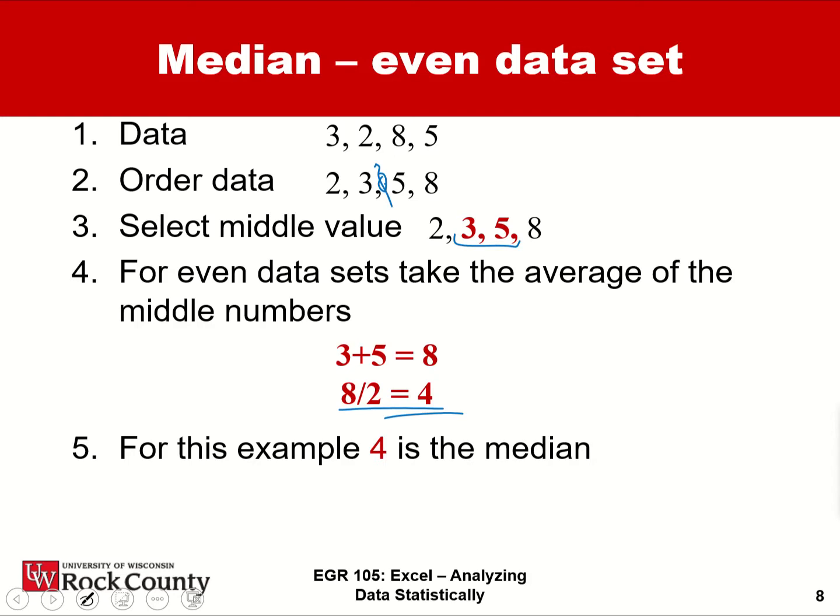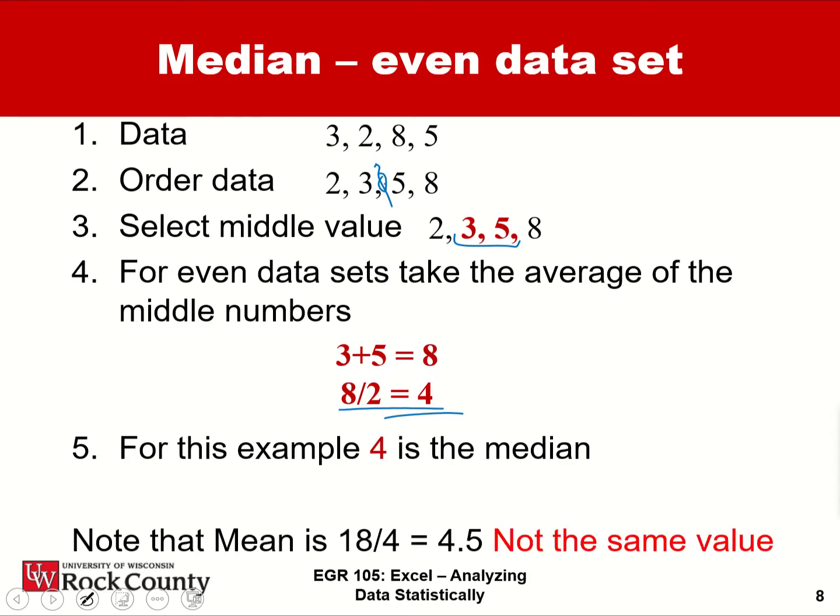Again, this is not the mean of this set. If we add these up and divide by the number of values, the mean is 4.5. So again, it's still higher than our median. They are not the same value. Okay, so let's take a look at how we do this again in Excel.